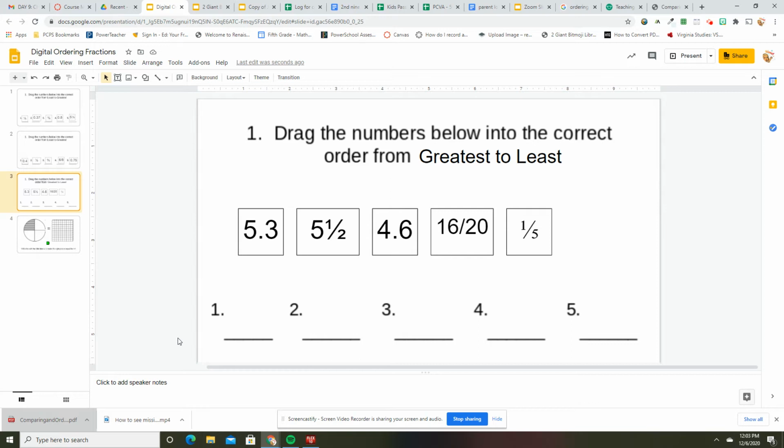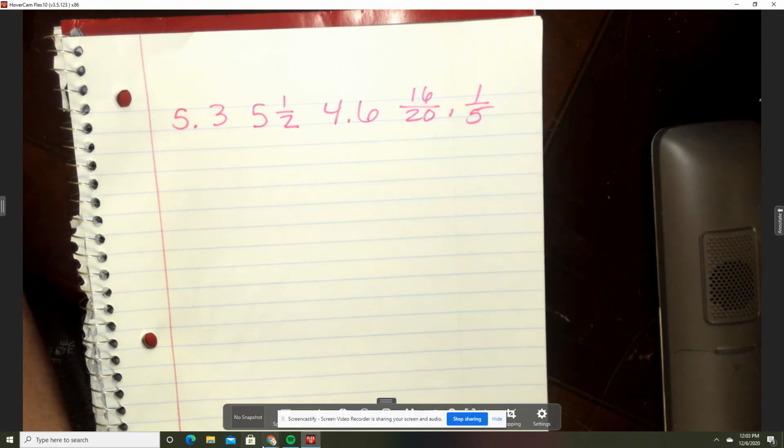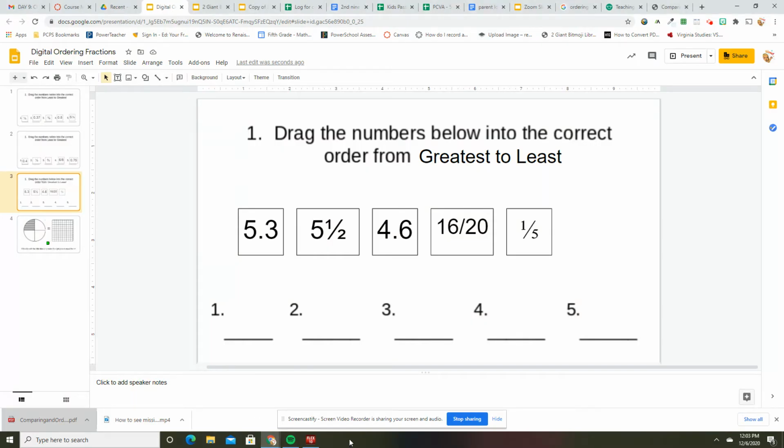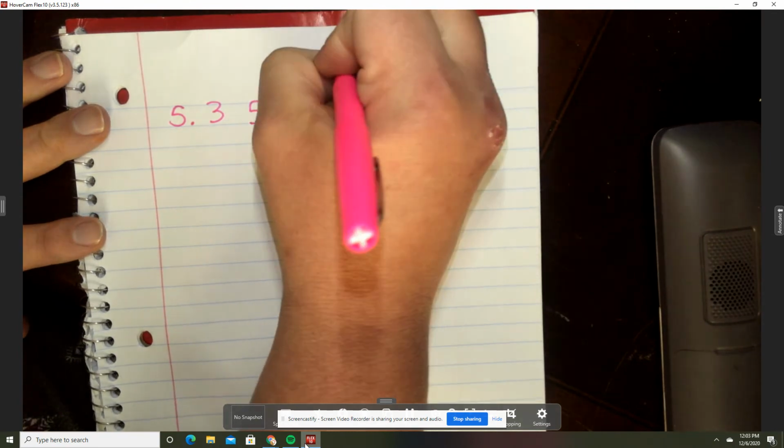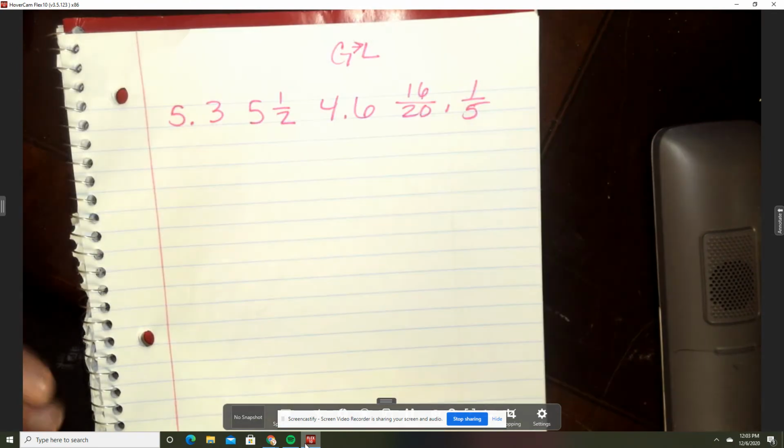All right, this one looks like a little harder because it does have those whole numbers in there, and that can be a little tricky. So 5 3/10, 5 1/2, 4 6/10, 16/20ths, and 1/5. Okay. And I believe that was greatest to least. Yep. So I'm going to put greatest to least so we don't forget.